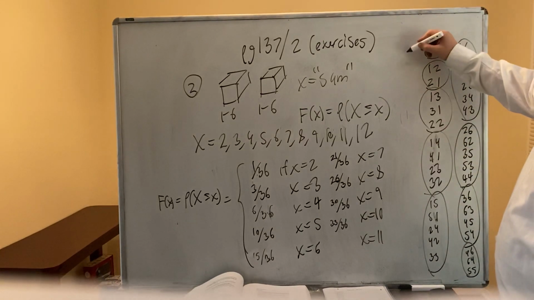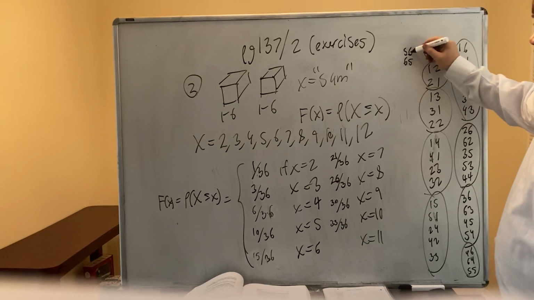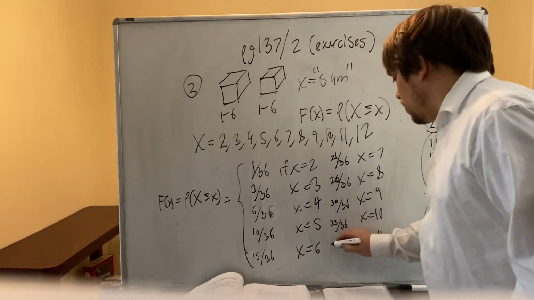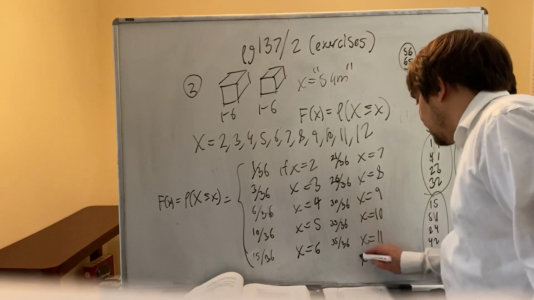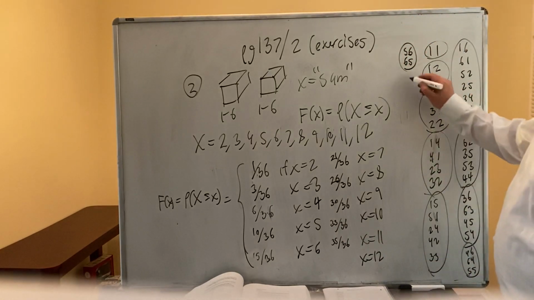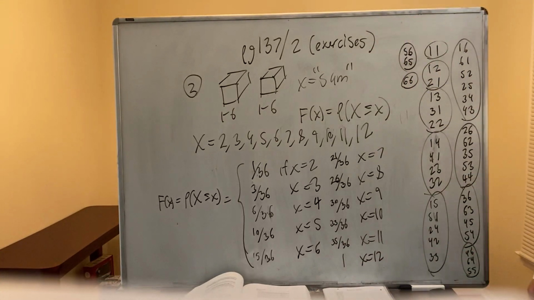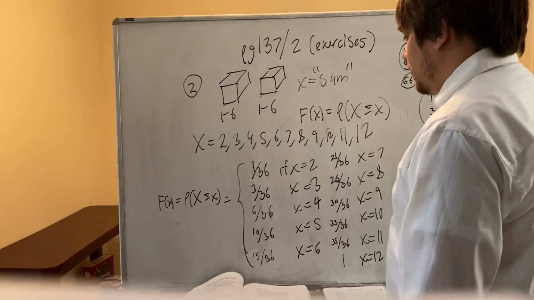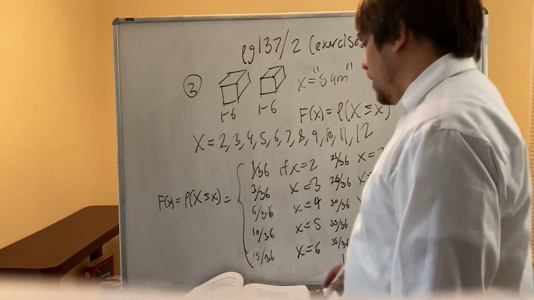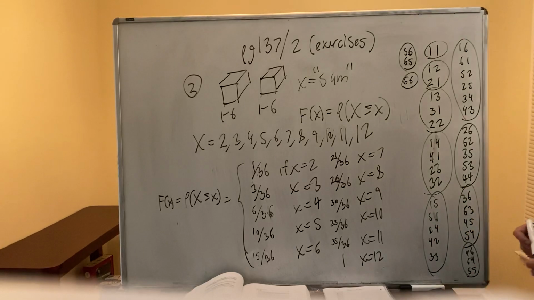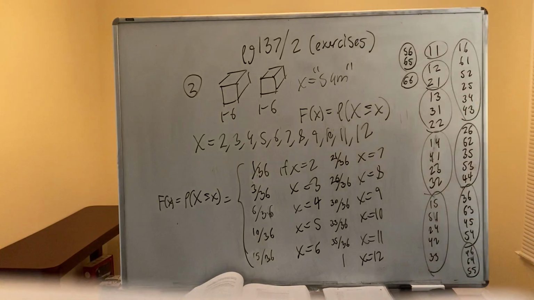So for x equals 11, you have 5, 6, or 6, 5. There's 2 more. And so now it's 35 over 36. And if x is at most 12, then there's only 6, 6, which is 12. And so then you have 36 over 36, which is 1. All right? And that's it. And so that capital F of x is the cumulative distribution function for this random variable x, which is the sum of 2 dice rolls.